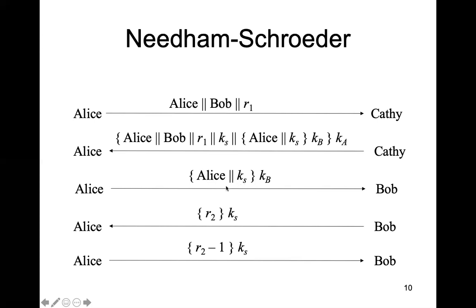Okay, so the whole thing is encrypted with KB, right? So only Bob can decrypt it. This key KB is something that Bob and Kathy share. So when he is decrypting this message, he knows that it is a message for communication with Alice.